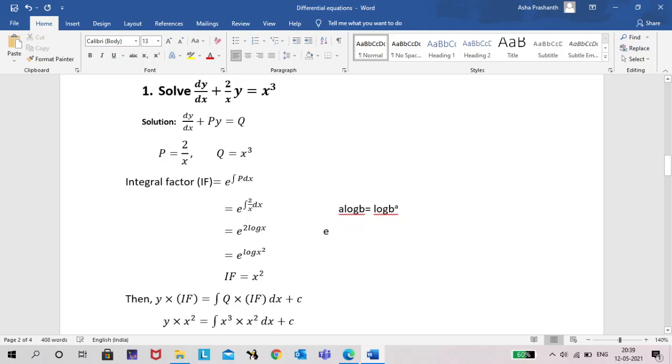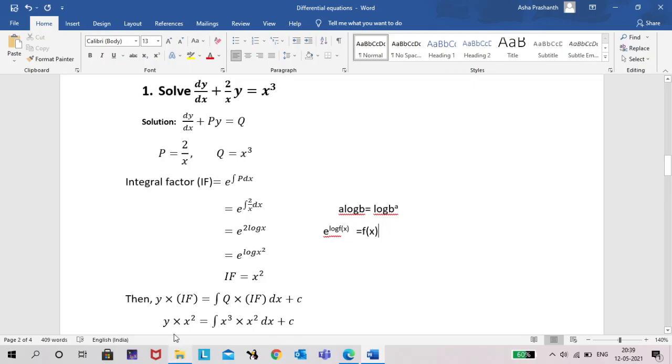See, e to the power of log of f of x is equal to f of x only. This is a formula. By using this formula, in place of f of x, we have x square. So this can be written as only x square. So the integral factor becomes x square only. This is the way of calculating integral factor, right? After that we have to find out the general solution for this.